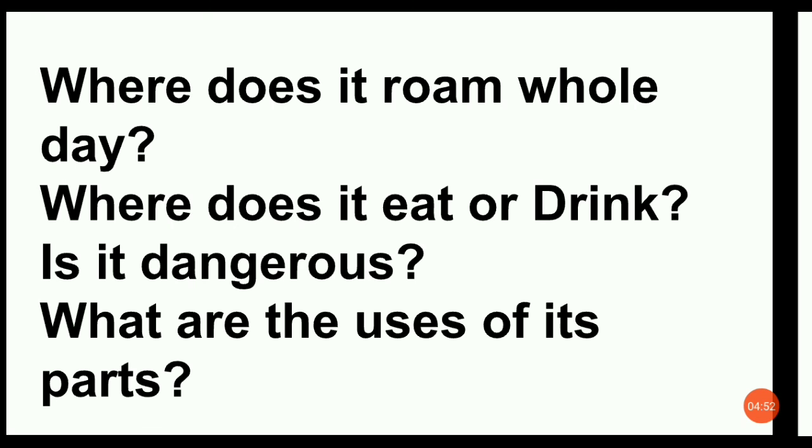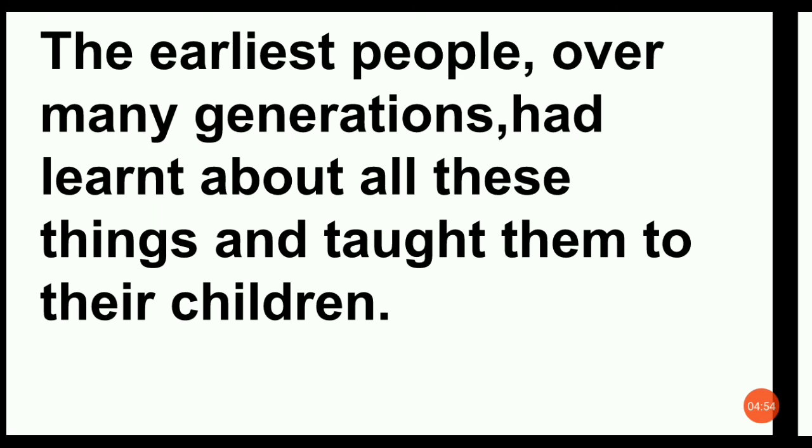All this information is known by the earliest people. The earliest people over many generations had learnt about all these things and taught them to their children. They learnt all these things from their masters and from their fathers, and they taught it to their children. So this has come down over many generations, and it has continued repeatedly.